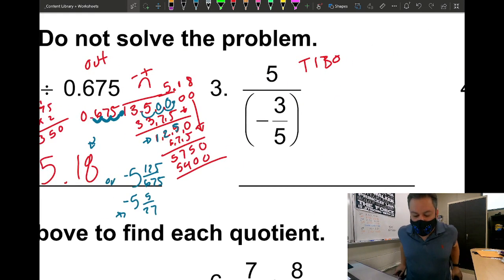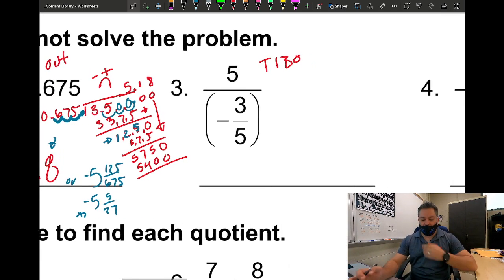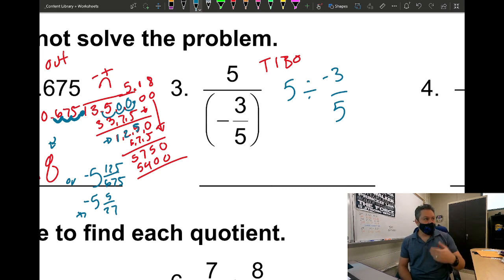Number 3, we have a fraction with the whole number on the top and an integer on the bottom. I don't like fractions like that, so I'm going to rewrite this as 5 divided by negative 3/5. Right? Now we have a whole number and a fraction. We still don't like it, right? We can't deal with that. How can we turn that 5 into a fraction? Does anybody remember?